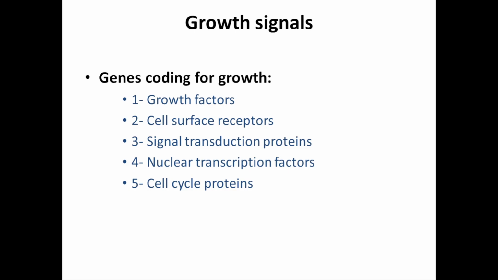When we see limitation, it allows the cells to grow out of control, usually in normal cells. It could be involving a growth factor, a cell surface receptor, a signal transduction protein, a nuclear transcription factor, and the cell cycle proteins.